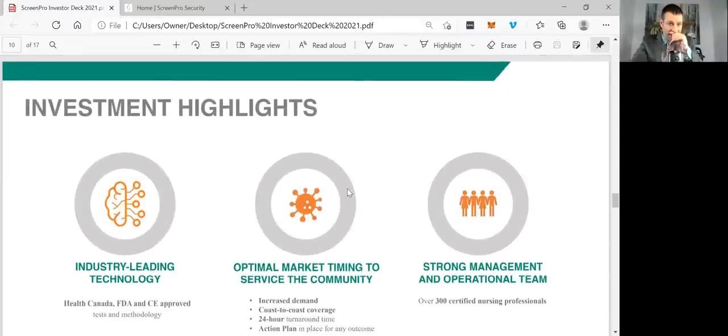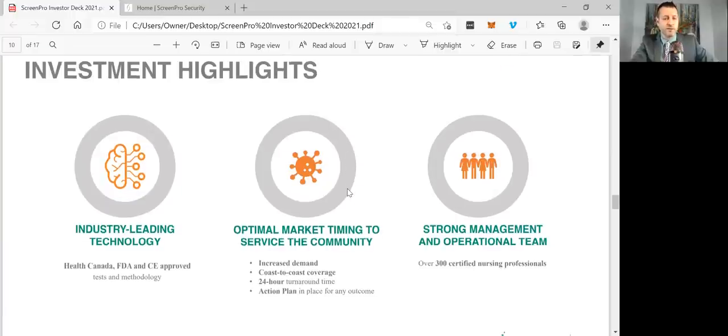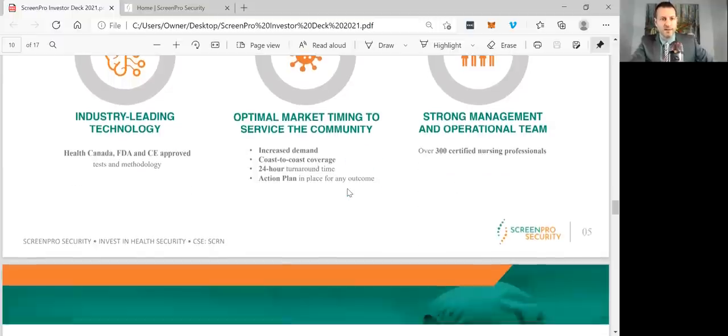So these are the investment highlights. Industry leading technology, Health Canada, FDA and CE approved. Optimal market timing for servicing the community. Increased demand, coast to coast coverage, 24 hour turnaround time, which I think is a game changer. Action plan in place for any outcome. Because right now, as far as I'm concerned, when people are doing tests for COVID-19, they typically got to wait at least 2 to 3 days for results. This is a 24-hour turnaround time, which is one of the fastest turnaround times I've ever seen. Strong management and operational team, over 300 certified nursing professionals.